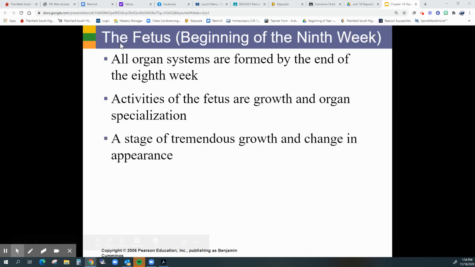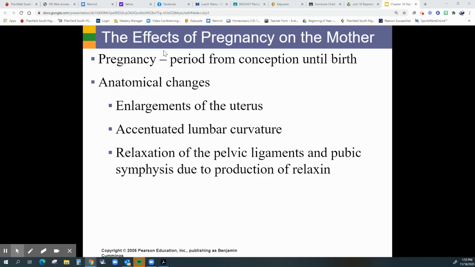All right. At about the 9th week, the blastocyte turns into what we refer to as a fetus. All of those organs about the 8th week start to form, and then the baby just starts specializing a lot of those other organs at this point. This stage from week 9 on is the one where we show the most tremendous growth and change in appearance. It goes from being just that ball of cells to starting to look more and more like a human, right?